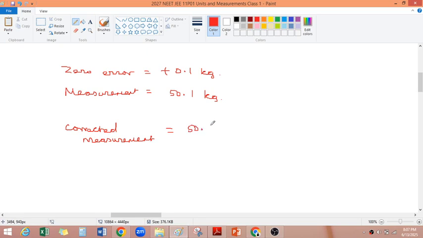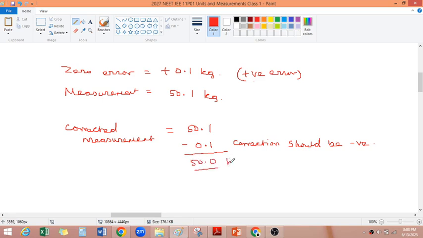Okay, very good. So that means 0.1 is the extra. So that means the error is positive. When the error is positive, the correction should be negative. So that means minus 0.1. Correction should be negative. It's a very important concept. So when this is positive, this should be negative. When this is negative, this should be positive. So this will become 50.0 kg. So this is your corrected measurement.